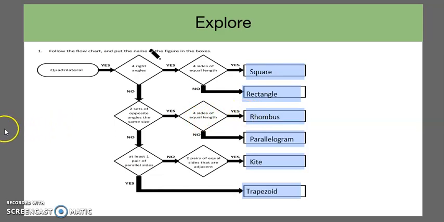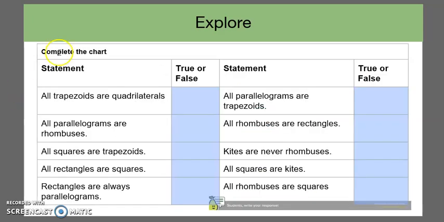Okay, now we're going to move on to a little bit of true and false. Complete the chart. Read the statement very carefully. This can be very confusing, so use the flowchart as a guide to help you in answering whether it's true or false. Pause the video, think about your responses, and we're going to move on to the next slide.